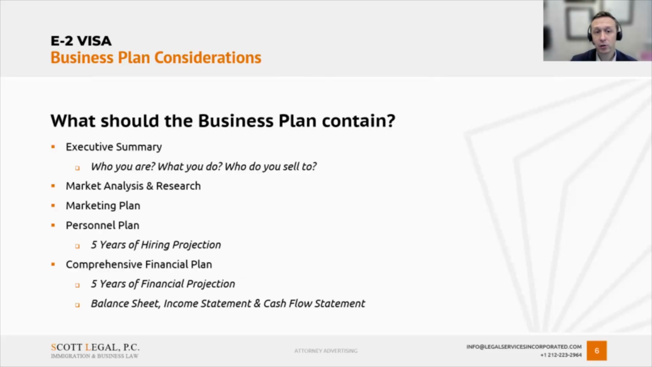So let's say that you decide that you do want or need a business plan for your application. What would a business plan include? The first and most important thing that needs to be in a business plan is an executive summary. This is typically a page or 2 pages at the beginning of the business plan that really touches on the most important aspects of the business plan.